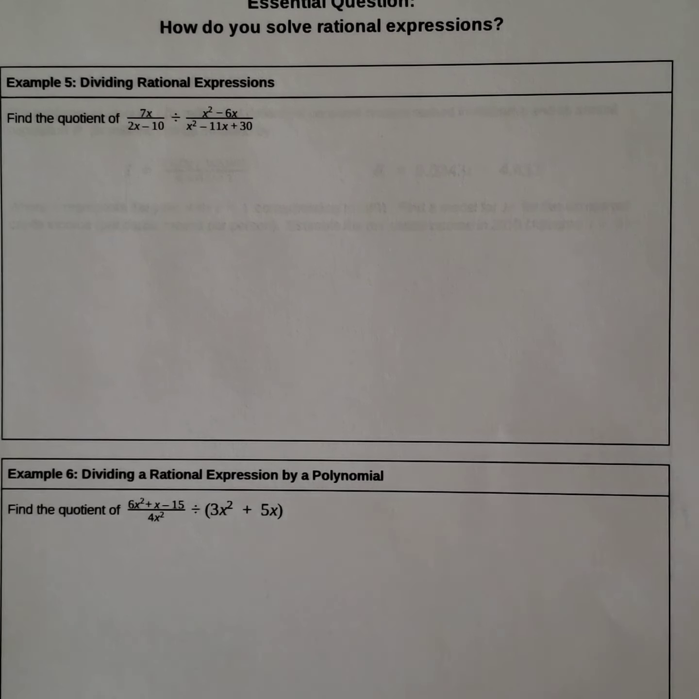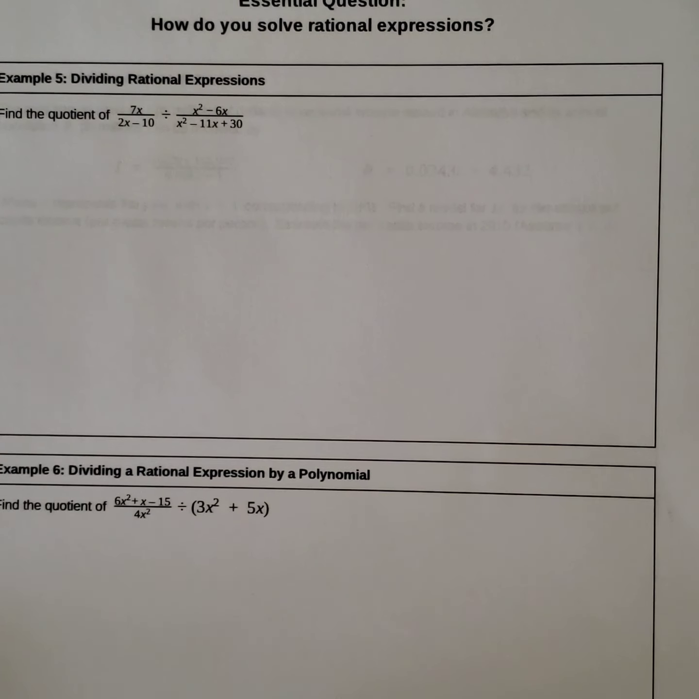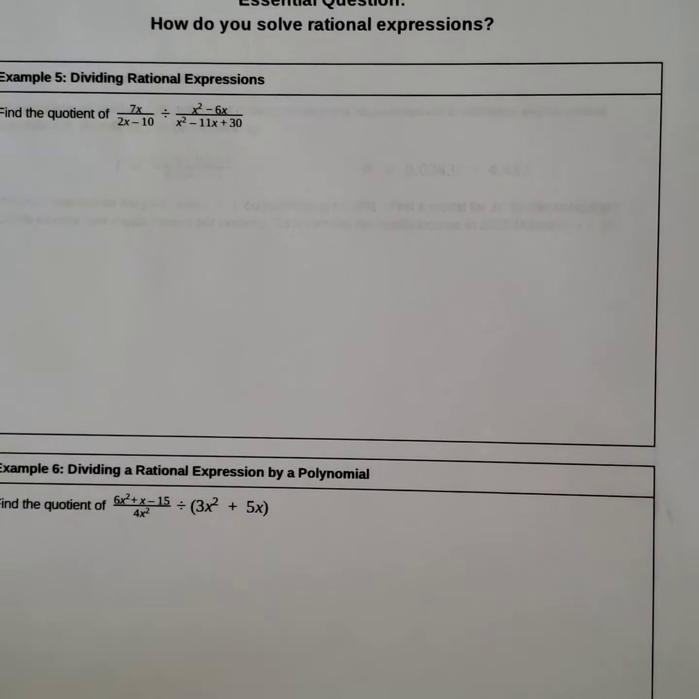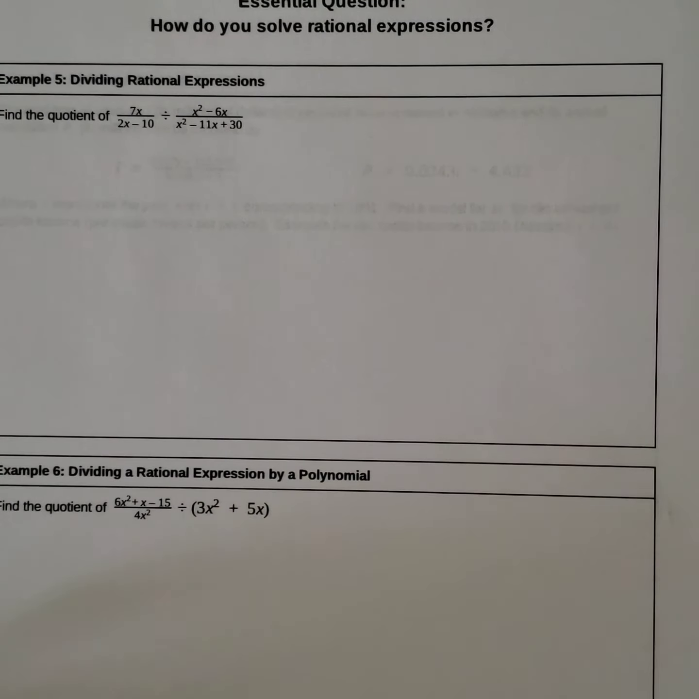So we're looking at 7.3, example number 5. Now we are being asked to divide rational expressions. When we work on division, it is the inverse of multiplication. So we leave the first term alone, and then we take the second expression and we flip it.